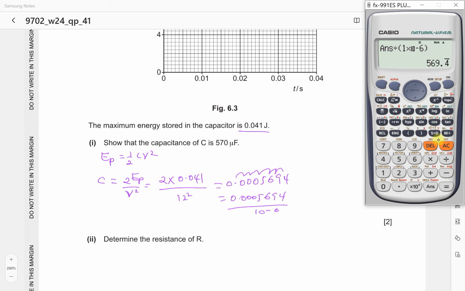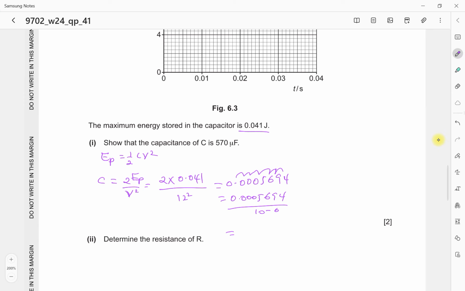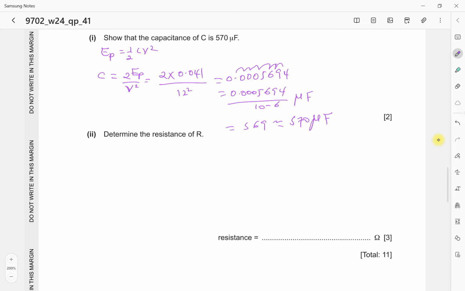So that is 569.4 recurring, which is approximately 569, which is approximately 570 microfarads. Dividing by 10 to the power of minus 6, I'm changing to micro. Determine the resistance of R.